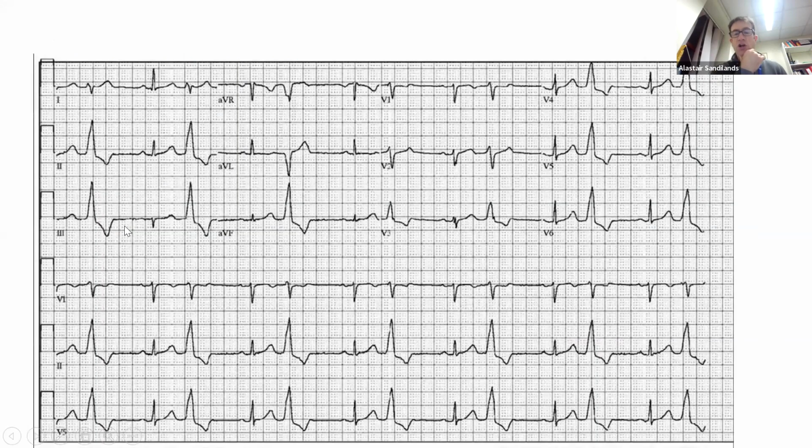Okay, let's move on a concept. We're going to show you a series of ECGs, using the same sort of concepts as with atrial tachycardia. Now we're going to talk about this ECG.